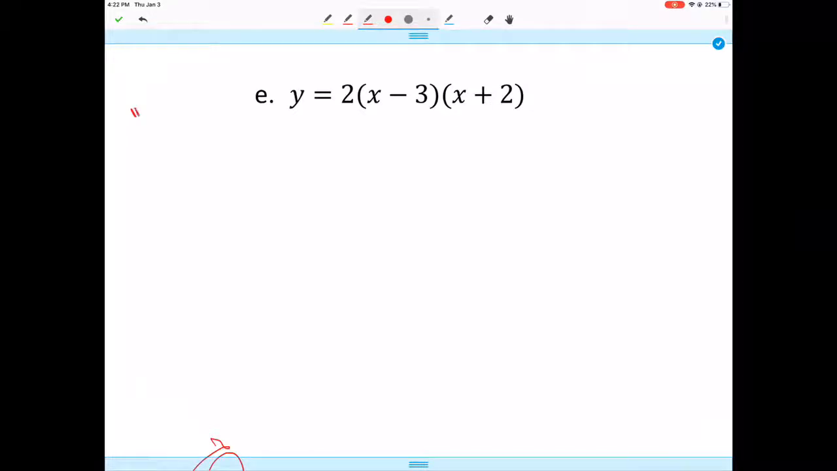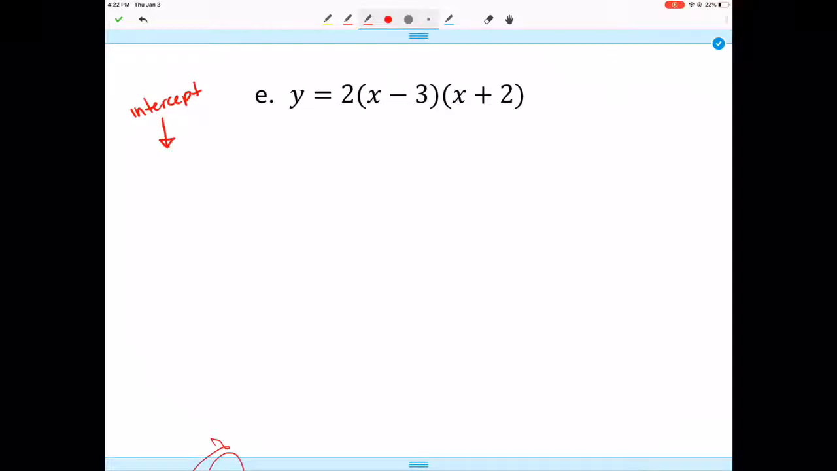This is in intercept form. So for intercept form, what we're going to do next is distribute to get standard form. Okay, and then after that we will go to get vertex form. But let's just start with this.